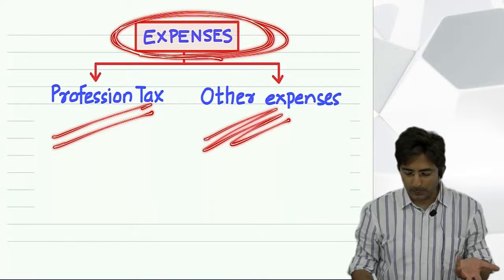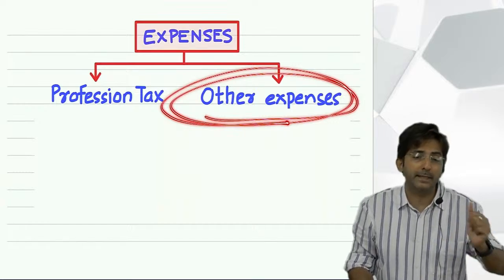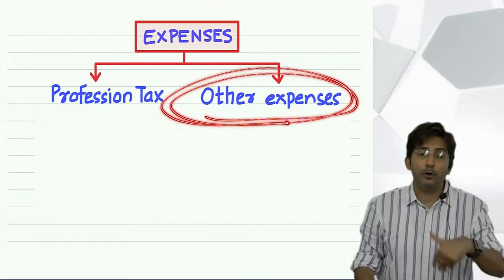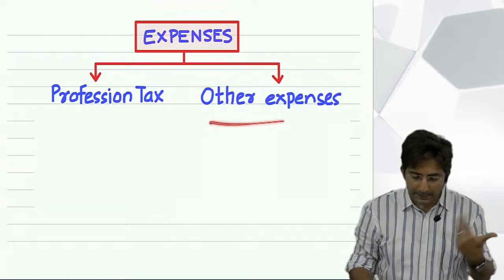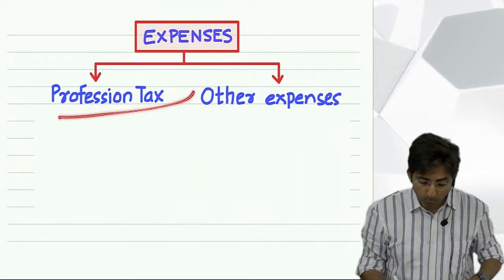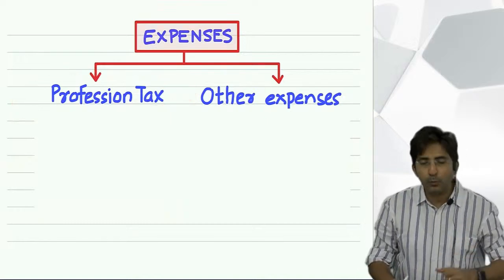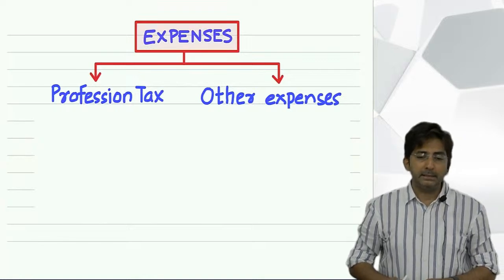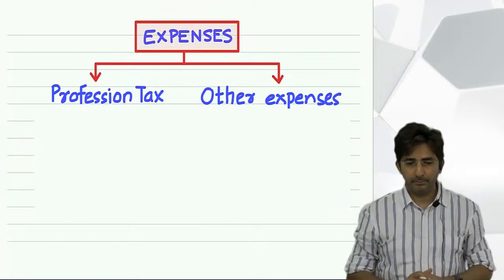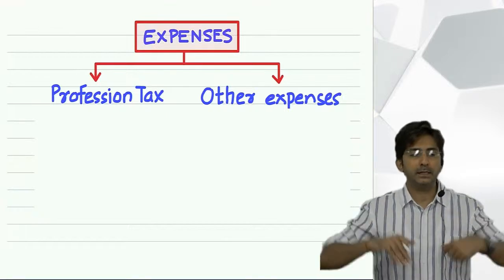Other expenses, like I gave you the example, every day going to office will involve some expense. And if you are a teacher in a college, you have to purchase books, etc. These are the other expenses I told you. But profession tax is a fixed expense of every employee. You know what is profession tax? It is a tax on employment. Once you are employed, you have to pay profession tax.